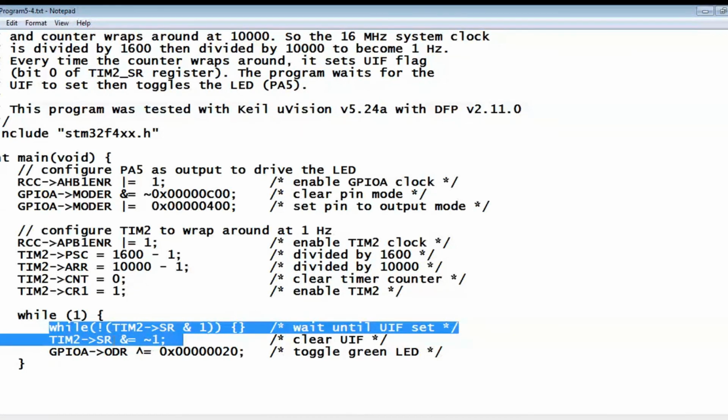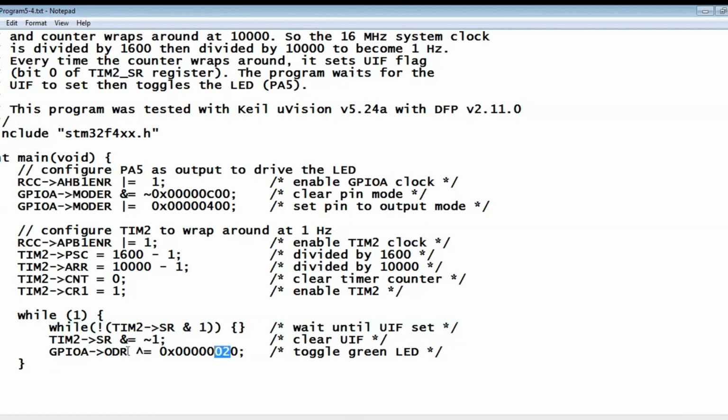So after each 1 second is over, the 5th bit of the ODR register will be toggled. Why is the 5th bit of the ODR register toggled? If you are writing 1 to ODR, the corresponding bit will be set. So if the 5th bit of ODR is set, PA5 will be set. If the 5th bit is cleared, PA5 will be cleared. That is how you are generating an LED blinking program using timer 2 with a delay of 1 second.